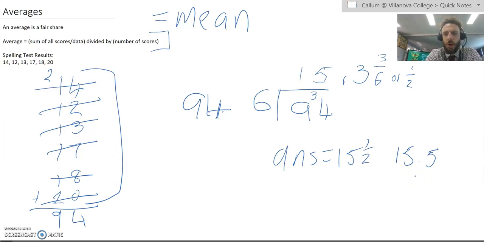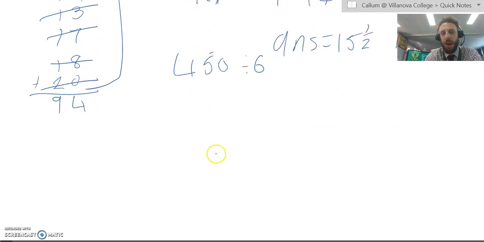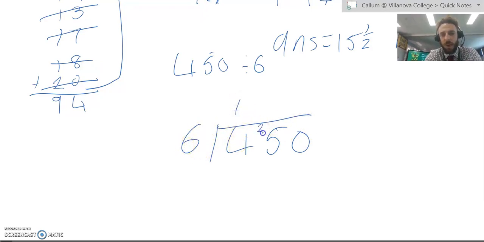In class, we're also going to be going over things like traveling at kilometers per hour. So it might say to you something like you traveled 450 kilometers in 6 hours. What was your average speed in kilometers per hour? And all that you do there is put your 450 in an algorithm, divide it by 6. 6 will go into 4 once with 2 remainder, into 25 4 times with 1 remainder, and into 10 it will go once with 4 remainder, and we know that the remainder is 4 over 6. So my answer is 141 and 4/6.